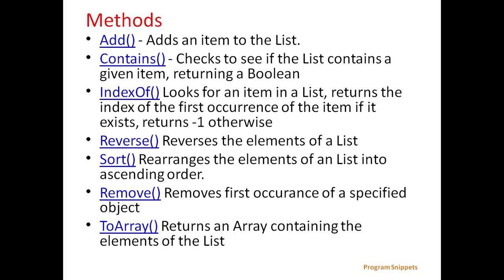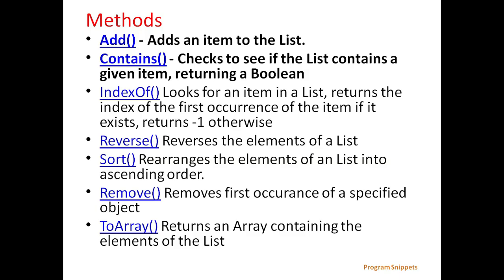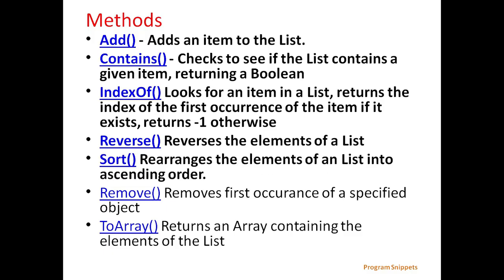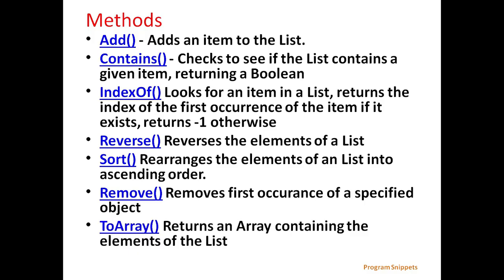Different methods with list objects are: Add, which adds an item to the list. Contains method checks to see if the list contains a given item and returns a boolean value. IndexOf method looks for an item in a list and returns the index of the first occurrence of the item if it exists, and returns -1 otherwise. Reverse method reverses the elements of a list. Sort method rearranges the elements of a list into ascending order. Remove method removes the first occurrence of a specified object. And ToArray method returns an array containing the elements of the list.